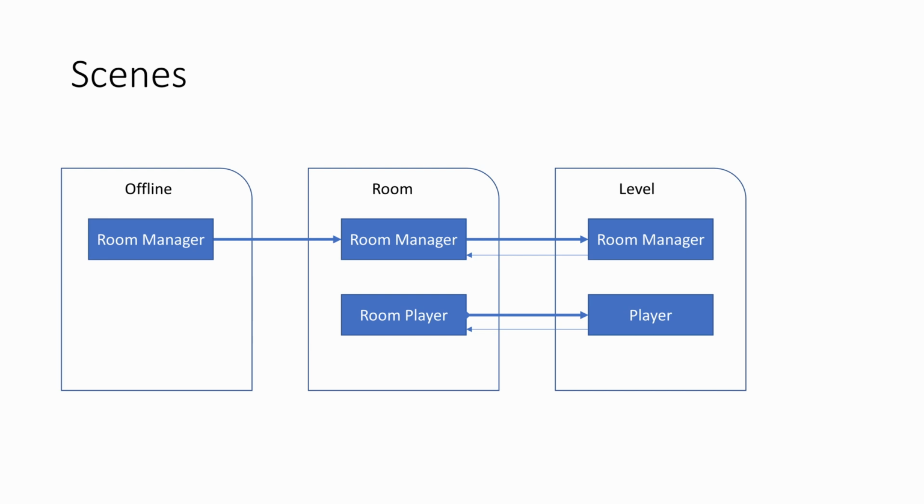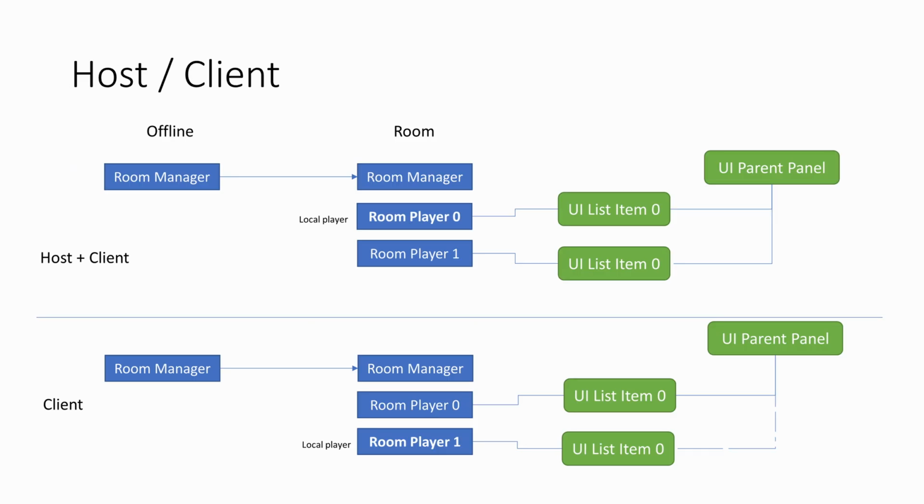When all room players signal they are ready, the game scene is loaded and the room player objects are converted into the player objects used in the game scene. When the game ends, the players can be redirected back to the lobby room. In the canvas-based UI, I will link each room player to a list item parented to a panel.